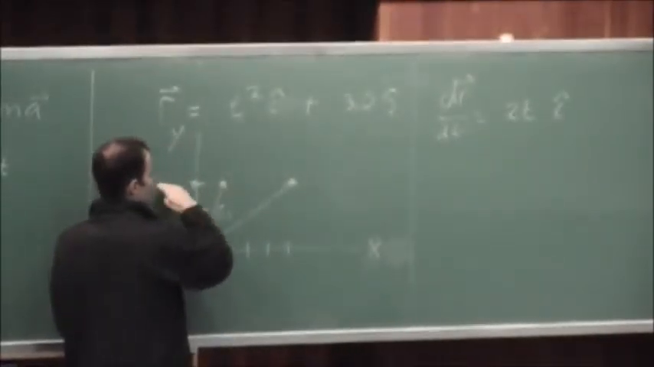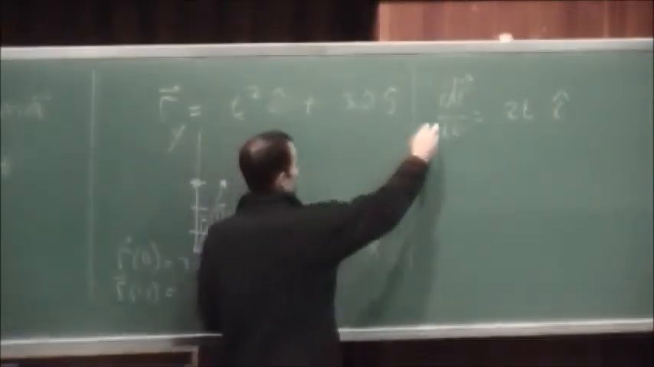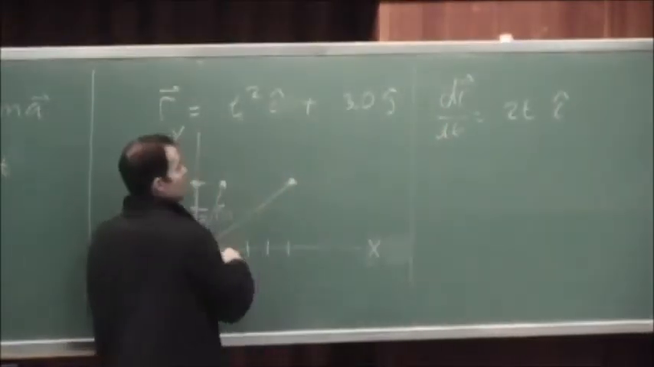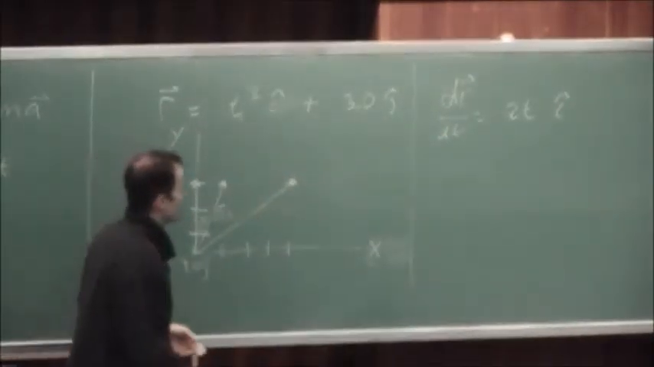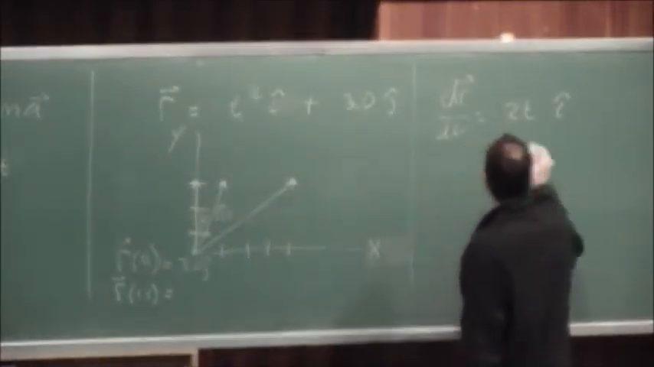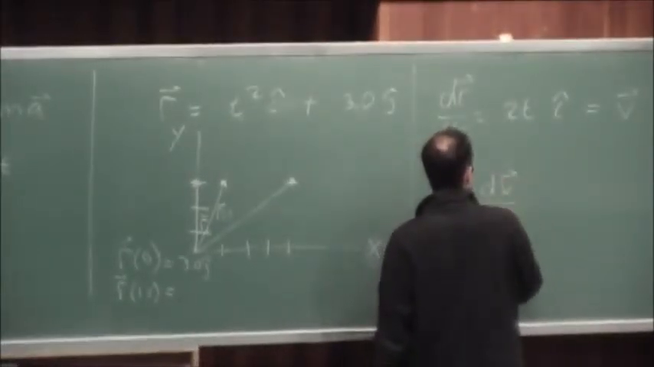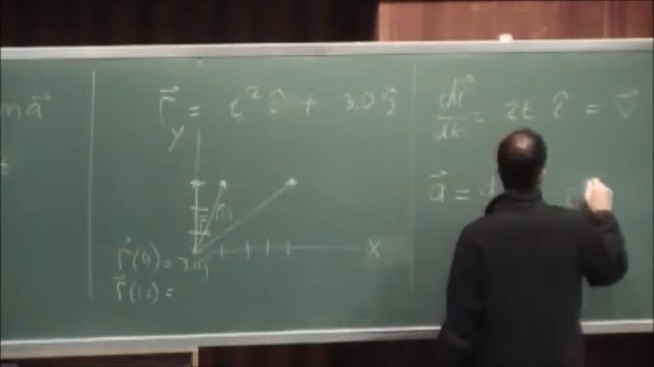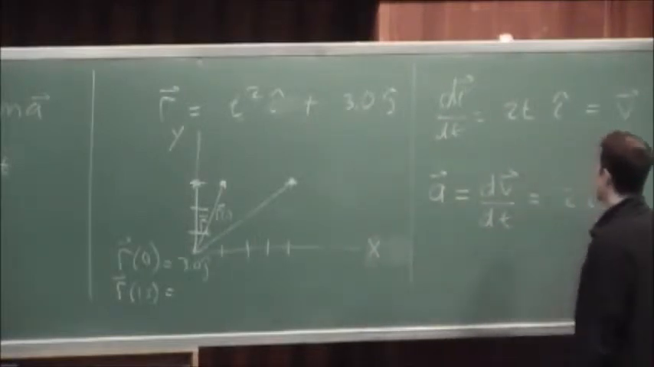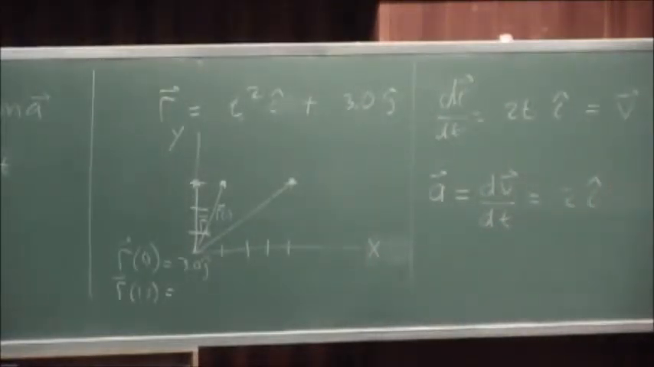Which means that only in the x direction is there any velocity component that's changing. And in the y direction, there is no velocity. It's just a constant value. There is a velocity in the x, but it is changing as a function of time. Okay? And so this is equal to the velocity, and the acceleration is equal to dv dt, which is just equal to 2 I hat.